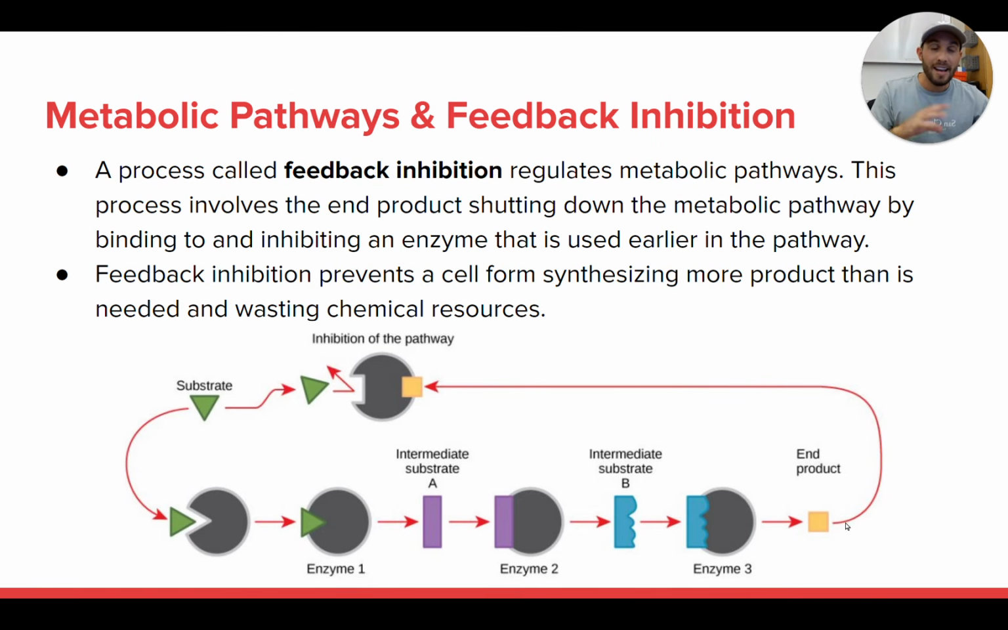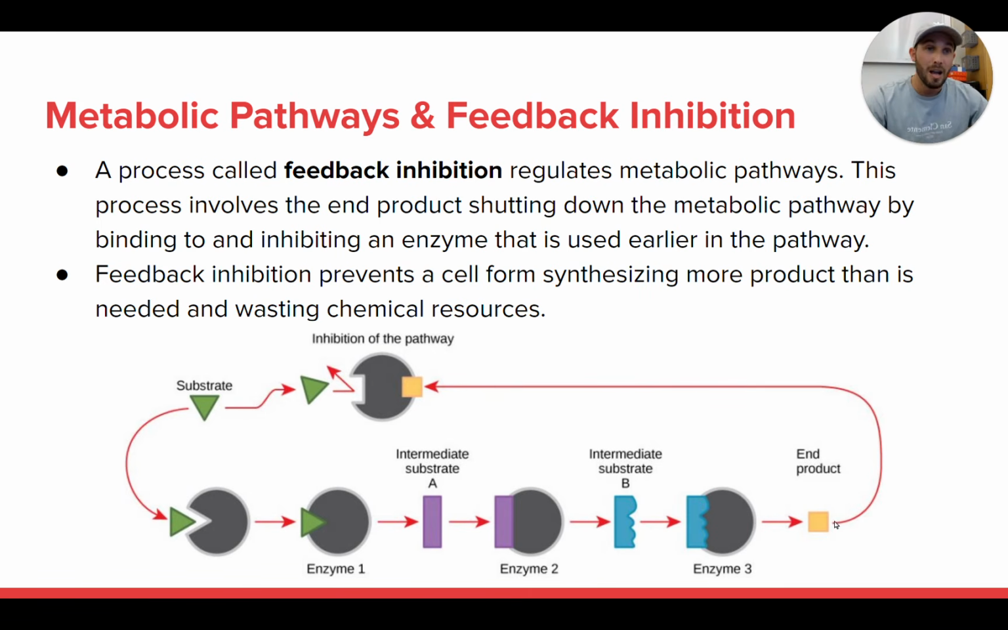But let's say now there's a situation where you're taking all these green triangles and turning them into yellow squares, but no one seems to be using the yellow squares. So they're just starting to accumulate in the cell, and now you're wasting energy and resources doing something that apparently no one cares that you're doing. You could maybe be doing something else with those green triangles, and instead you're making yellow squares, which you have a lot of now, and no one seems to be needing them.